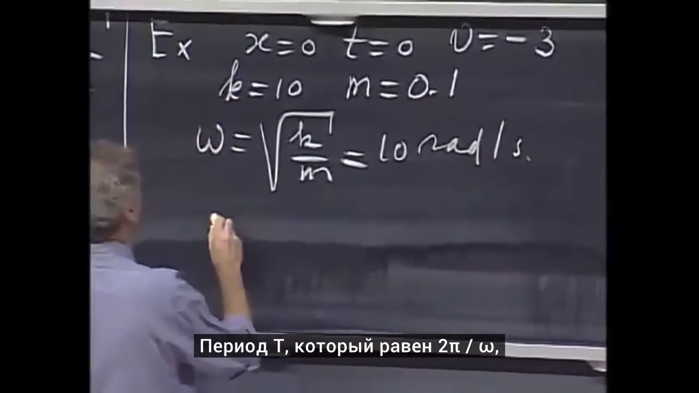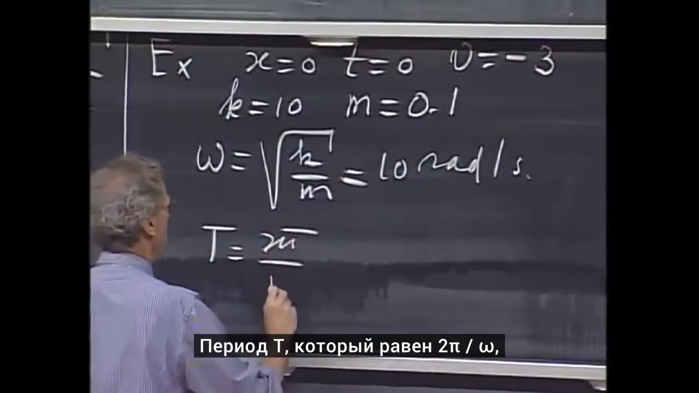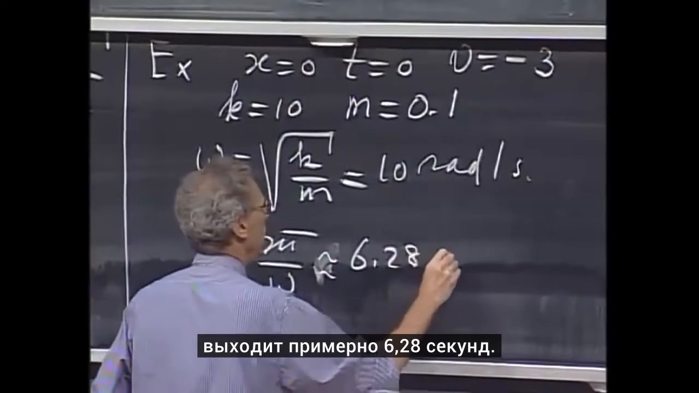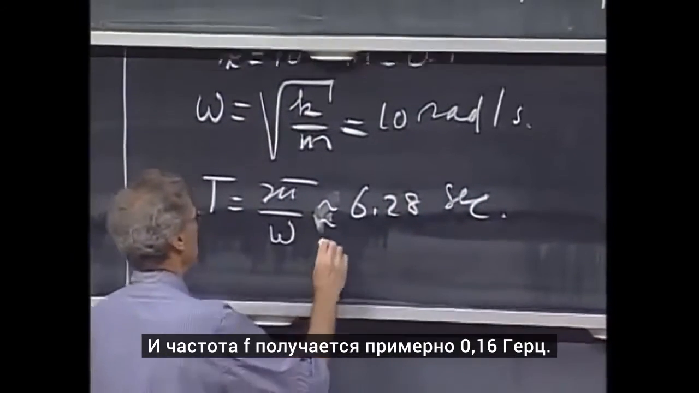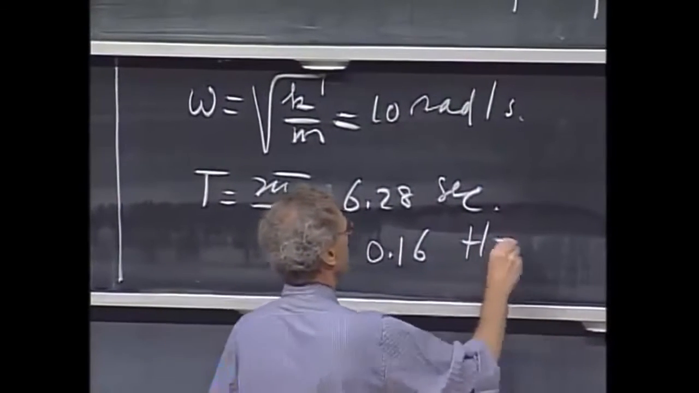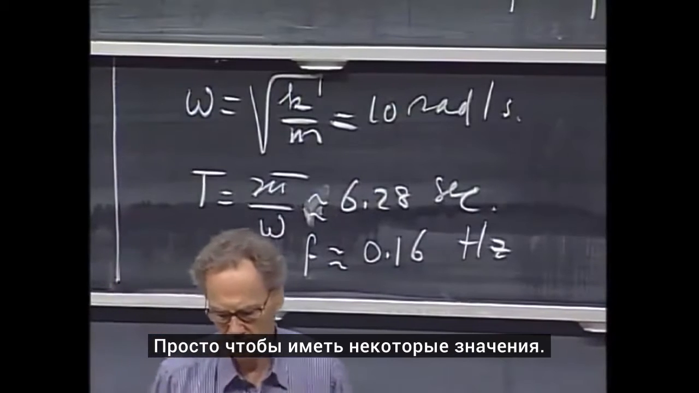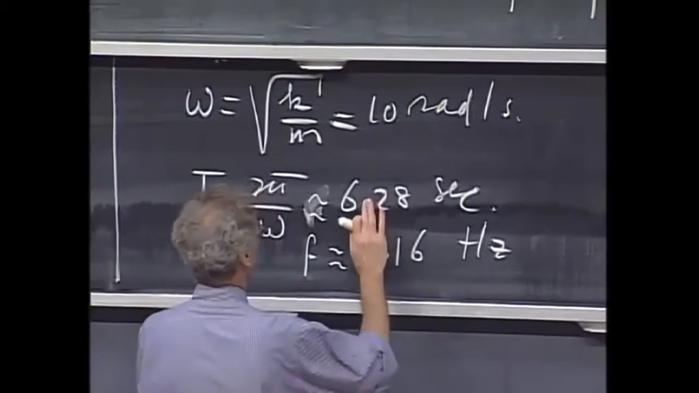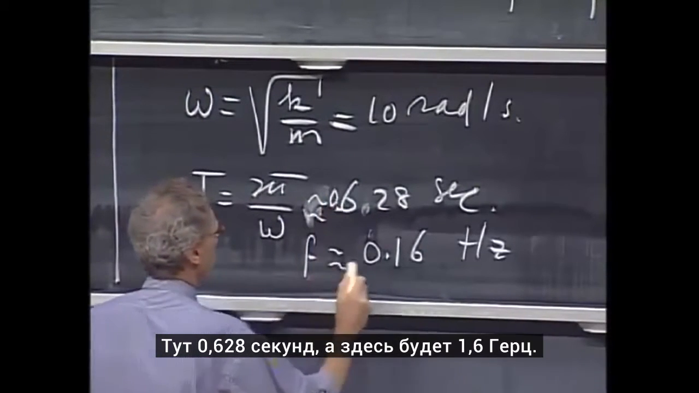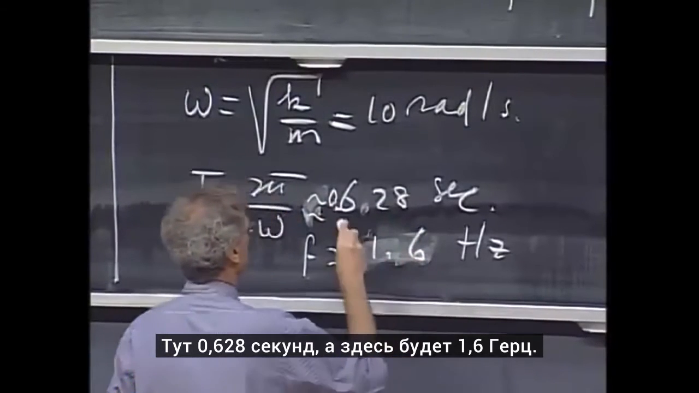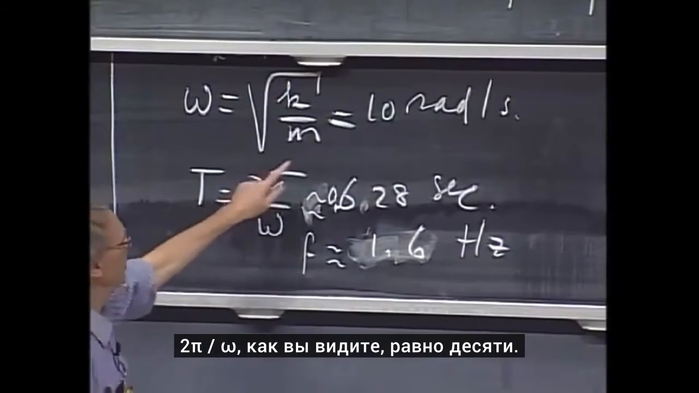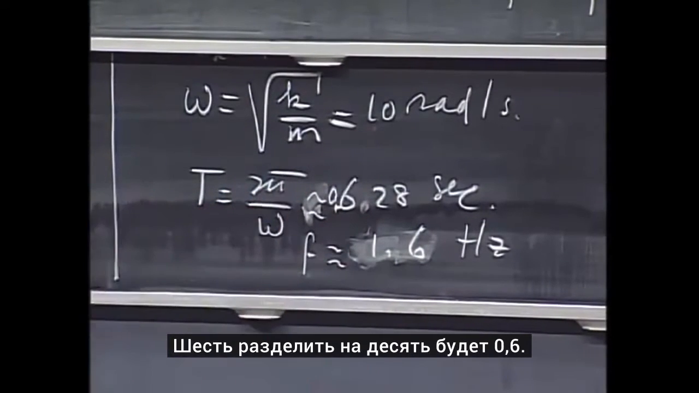The period T, which is 2 pi divided by omega, would be roughly 6.28 seconds. And the frequency f would be about 0.16 hertz. So just to get some numbers, 1.6 hertz, sorry. This is not my day. This is 0.628, and this is 1.6 hertz. 2 pi divided by omega, you can see this is 10. 6 divided by 10 is about 0.6.